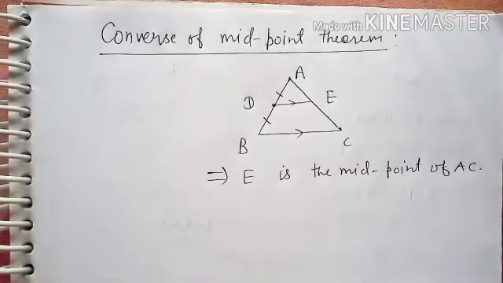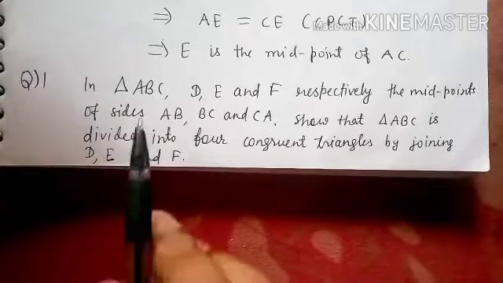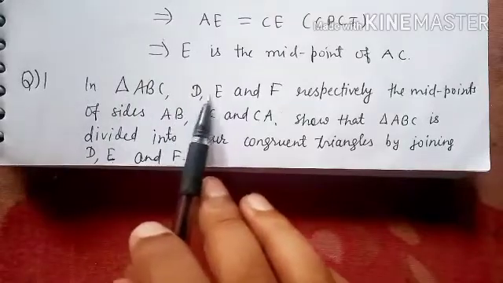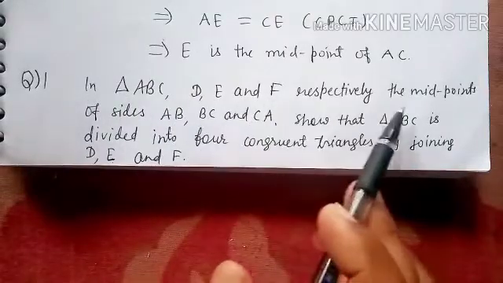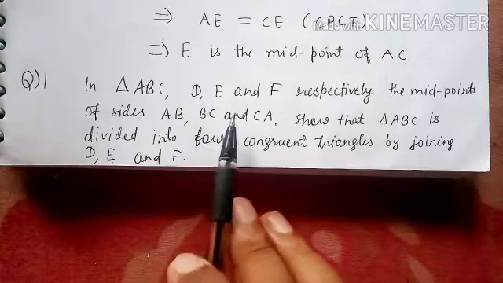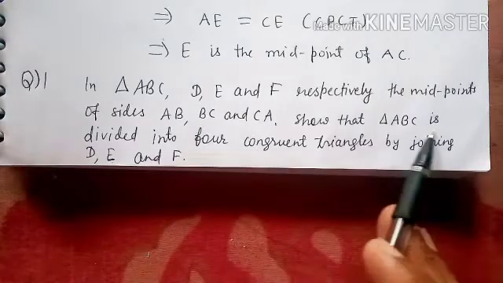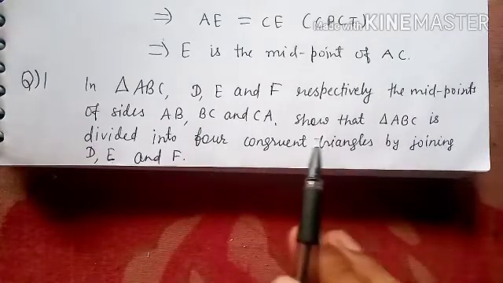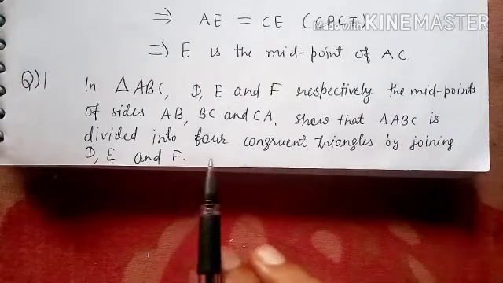यही है कन्वर्स ऑफ मिड पॉइंट थ्योरम। Now a question: In triangle ABC, D, E and F are respectively the midpoints of sides AB, BC and CA. Show that triangle ABC is divided into 4 congruent triangles by joining D, E and F.